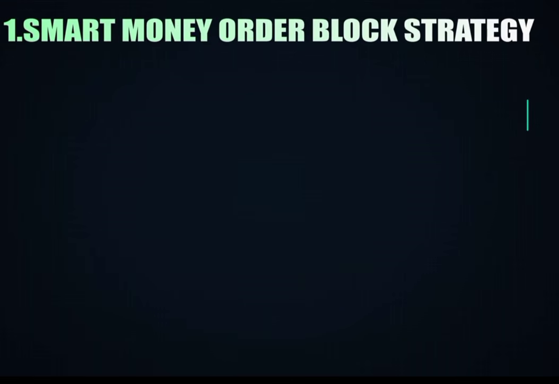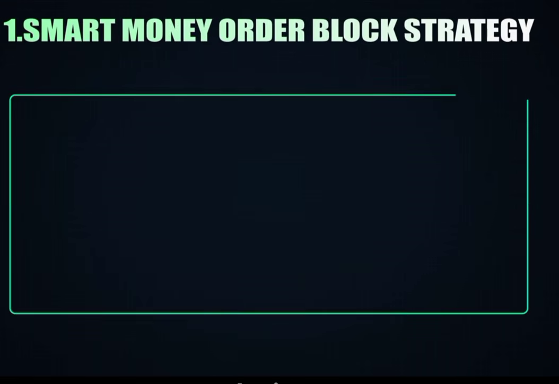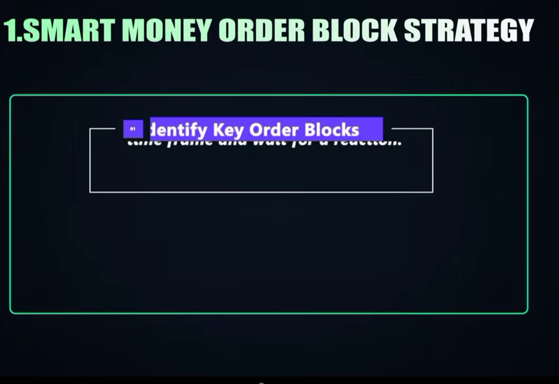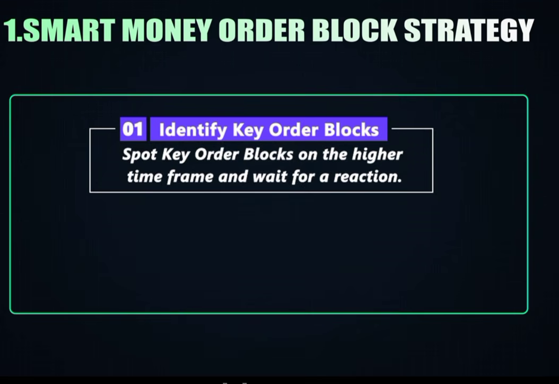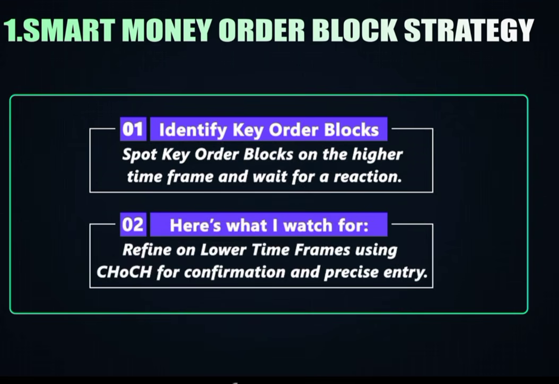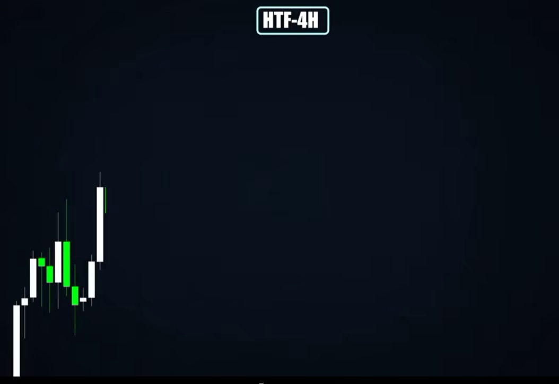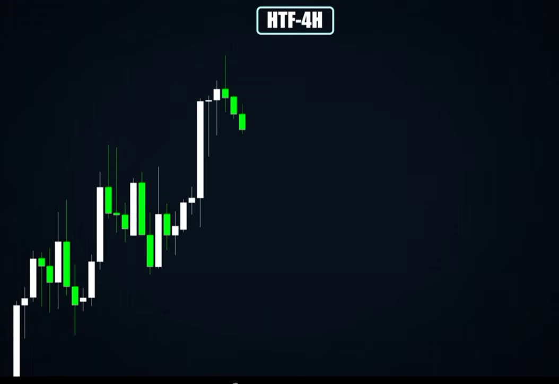Let's dive in. Starting with the first strategy, we'll use one of the most powerful entry techniques, order blocks. First, analyze the higher time frame to spot key order blocks. Then, drop to the lower time frame, wait for a change of character, and refine your entry for maximum precision. Let's break it down. Alright, let's pull up the 4-hour chart. This is our higher time frame, and the first thing we need to do is analyze market structure.